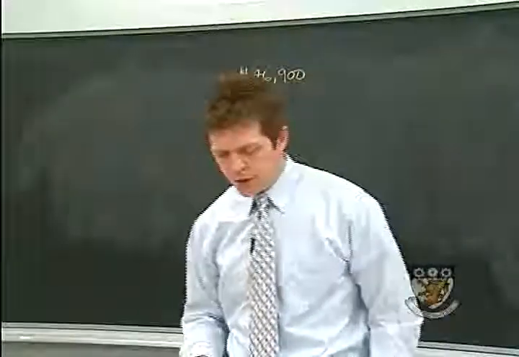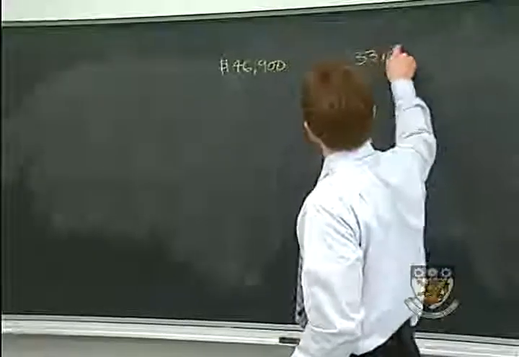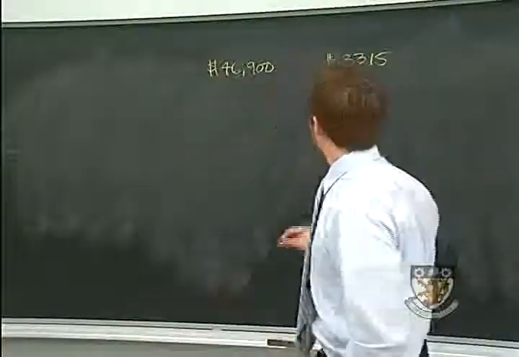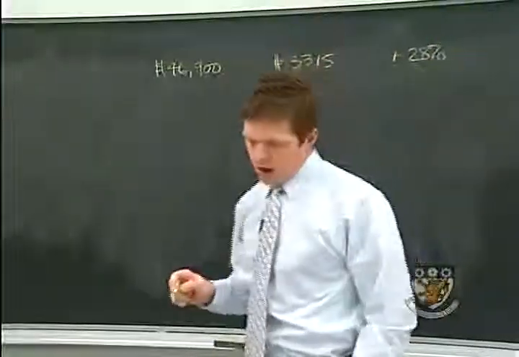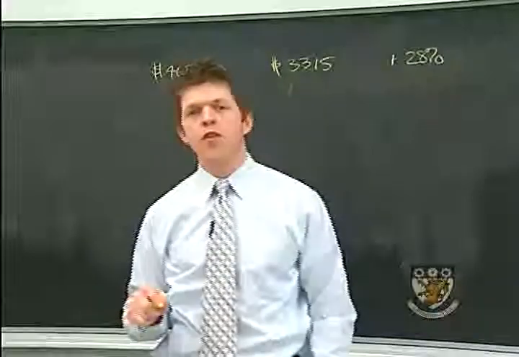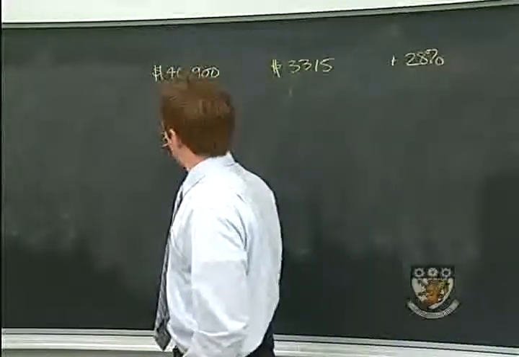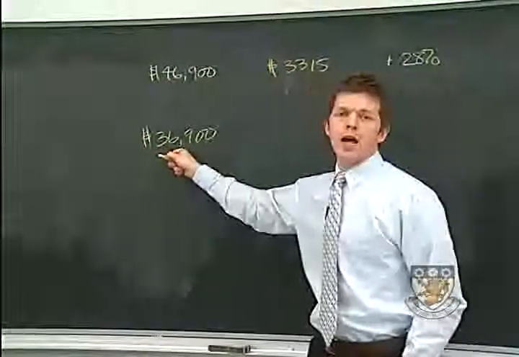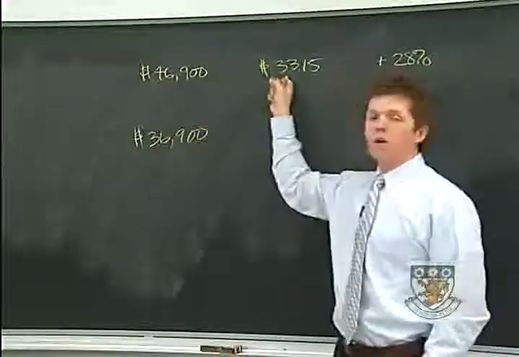It says, according to the table, you owe $3,315 plus 28% of your income over $36,900. So that means every dollar, if you made $36,900, even exactly that amount, you would owe $3,300.